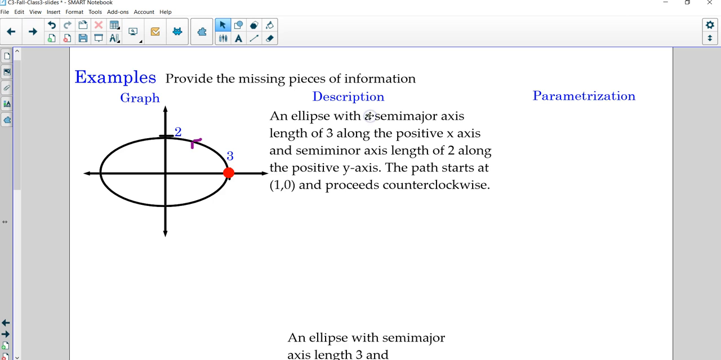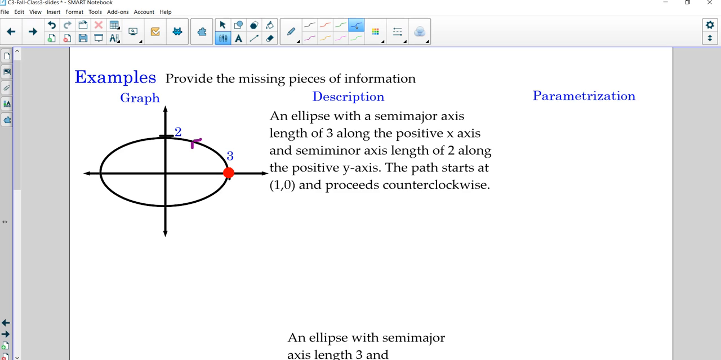Then in terms of the parameterization, this is where we might need to do a little bit of remembering or creativity here. So a cylinder, remember that it would be a three-dimensional object, and we can actually use that same idea here to help us with the parameterization of an ellipse. See if you can pause the video and generate the parameterization on your own.